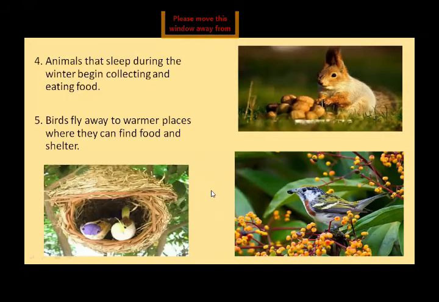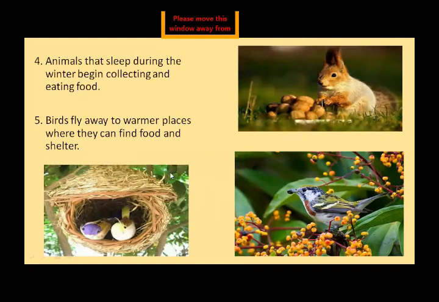Warmer means hot. Hot places where they can find food. Okay, beta, are you getting my point? Birds fly away to warmer places where they can find food and shelter. Shelter means home. Like you can see here on your screen, birds are in the nest. So this is a shelter for the birds.